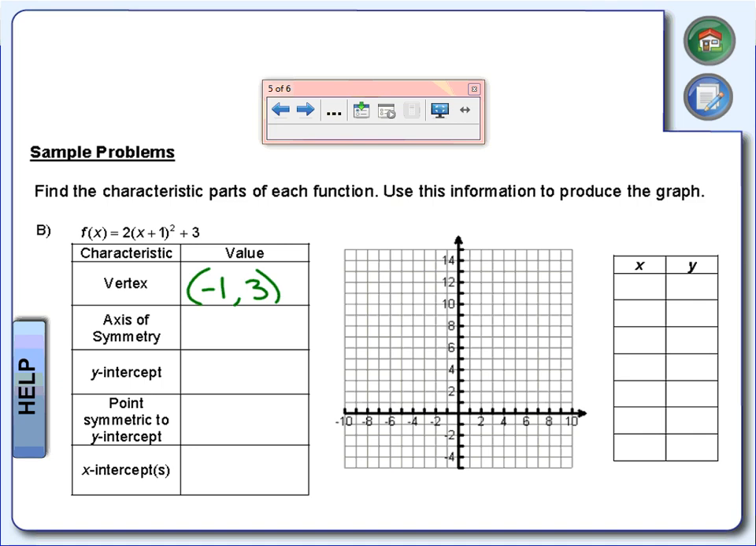Since we're going to be graphing this, let's go ahead and plot that point (-1, 3). Everybody find -1, +3, and put a dot for it. That right there is going to be our vertex. That's the point where the graph is going to curve.